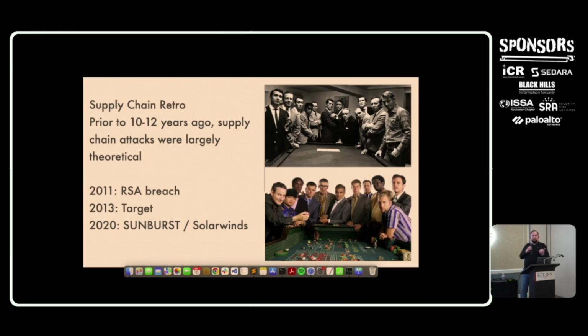In 2013, we had the Target breach, which, if memory serves, was an HVAC vendor that had some more access to the network than maybe was expected.